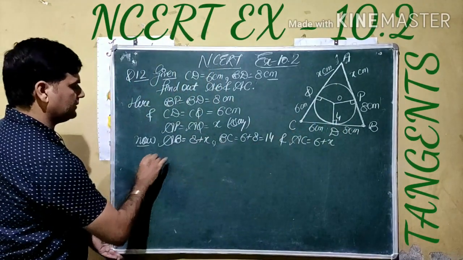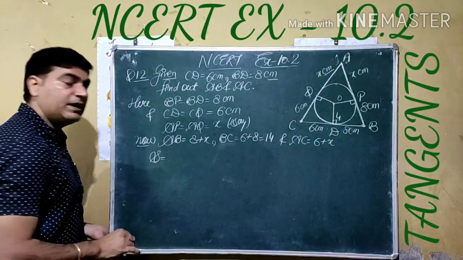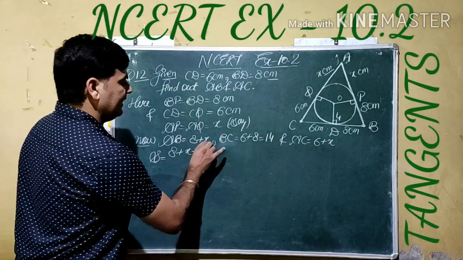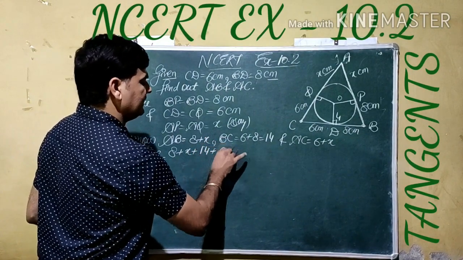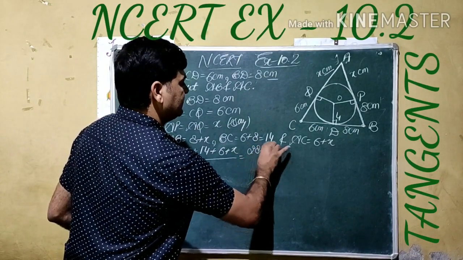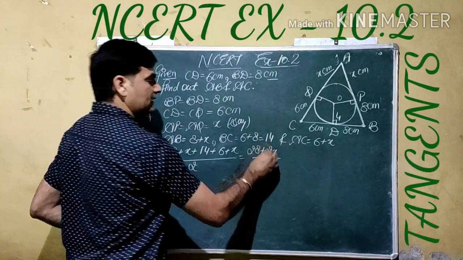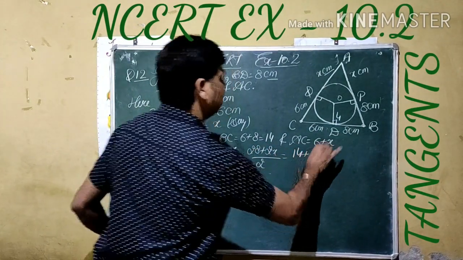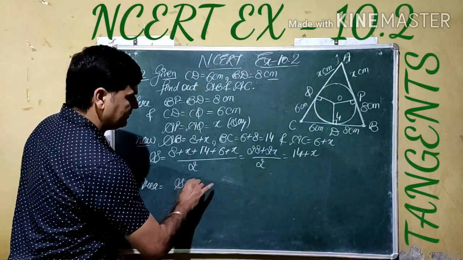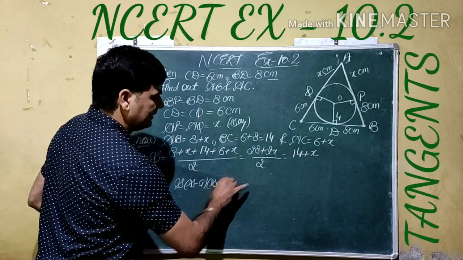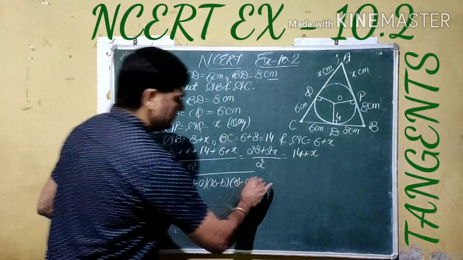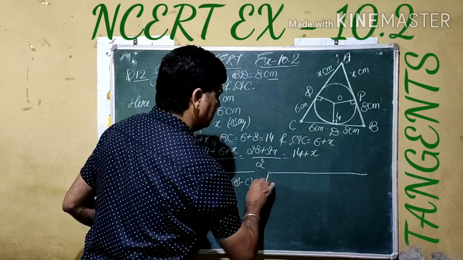To use Heron's formula, the first requirement is the semi-perimeter, which means half of the sum of all sides. First side 8 plus X, second 14, and the third one 6 plus X, divided by 2. If we simplify, we get 28 plus 2X divided by 2. Taking 2 common and dividing by 2, it becomes 14 plus X. Heron's formula for area is given by the square root of S times S minus first side, S minus second side, S minus third side. If we replace the values, S is 14 plus X.